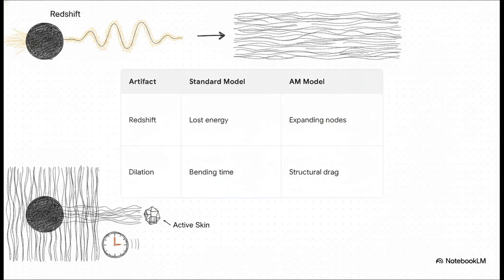Take gravitational redshift, for example. The standard model says a photon mysteriously loses energy while climbing out of a gravity well. But in the AM model, the photon is just traveling outward into deep space where the dp field is much more relaxed and widely spread. The wave continues to carry its quantum one node at a time, but because the nodes themselves have physically expanded, the absolute tension value simply scales down. The energy wasn't lost, the structural geometry just expanded.